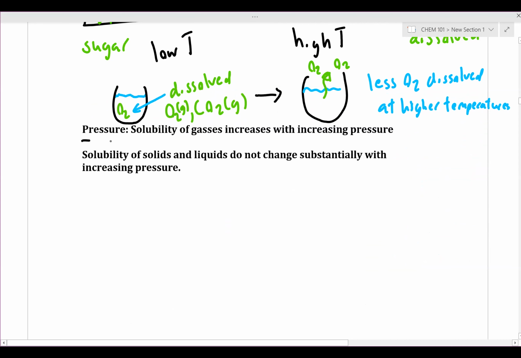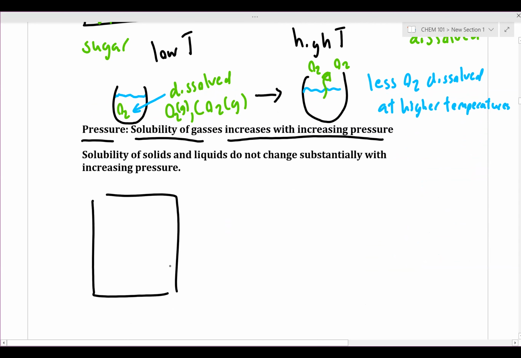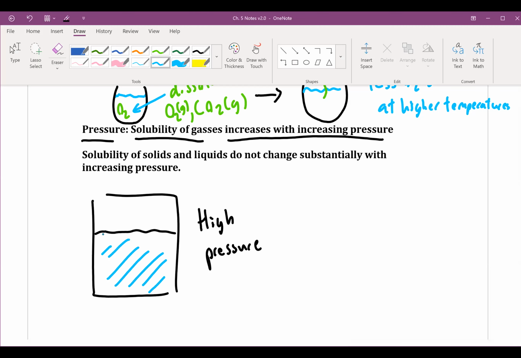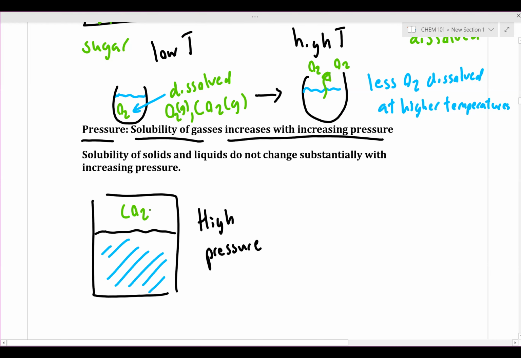So with regards to pressure, the solubility of gases increases with pressure. And the best example I can think of is when we're drinking soda and we have a soda can. So this soda can is under relatively high pressure. So we have some water, and dissolved in the water, the principal source of bubbles is carbon dioxide. So we have a bunch of CO2 dissolved in water under high pressure conditions, right?